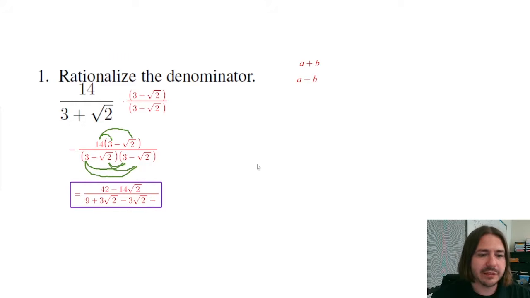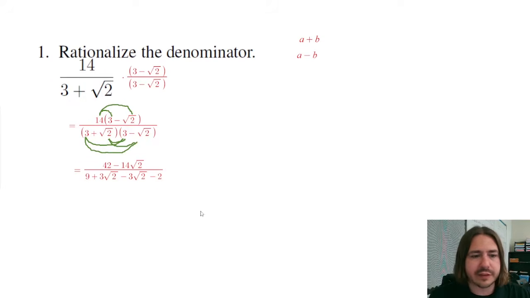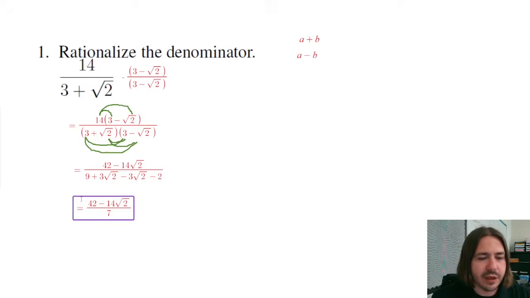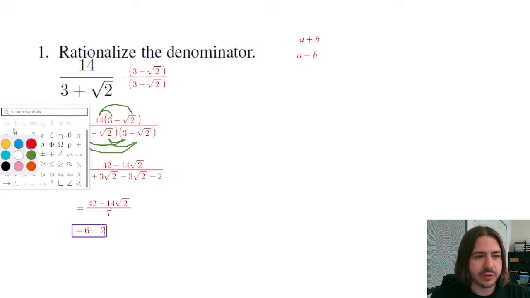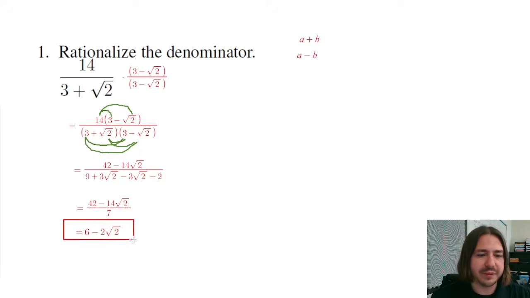So then we have minus square root of 2 times square root of 2, which is just 2. I'm going to leave this up here, although I'm going to simplify this in the next step. 3 root 2 minus 3 root 2 is just 0, so those go away. And then 9 minus 2 is 7. So as we can see here, we can reduce this a little further. We can divide both of these terms by 7. 42 divided by 7 is going to be 6, and 14 divided by 7 is going to be 2. So we get 6 minus 2 root 2. And there we go. That's the answer for number 1.